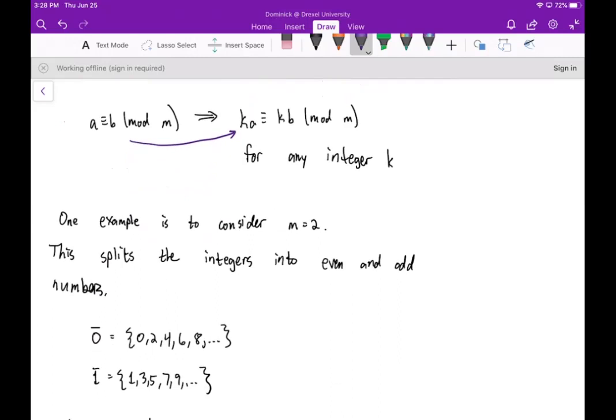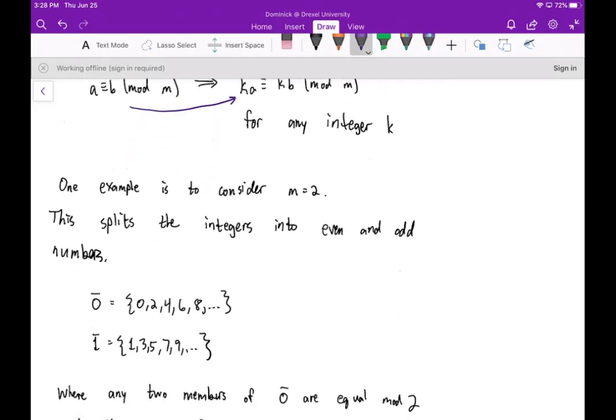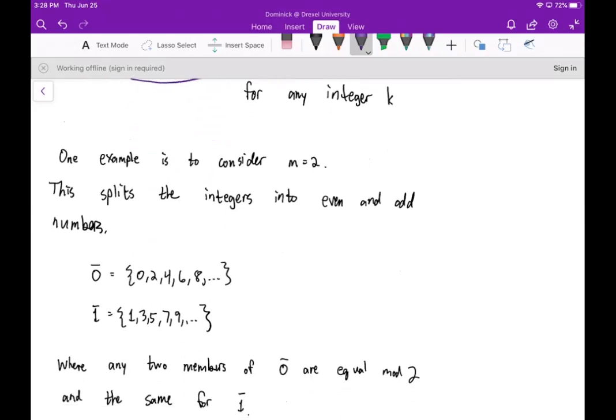One example that you could look at is when M is equal to 2. This will, of course, split the integers into even and odd numbers. So these two sets here are equivalence classes, because if you divide any of these numbers by 2, and these are just positive integers, you could also include the negative ones as well, you're always going to get a remainder of 0. So these are all congruent mod 2.